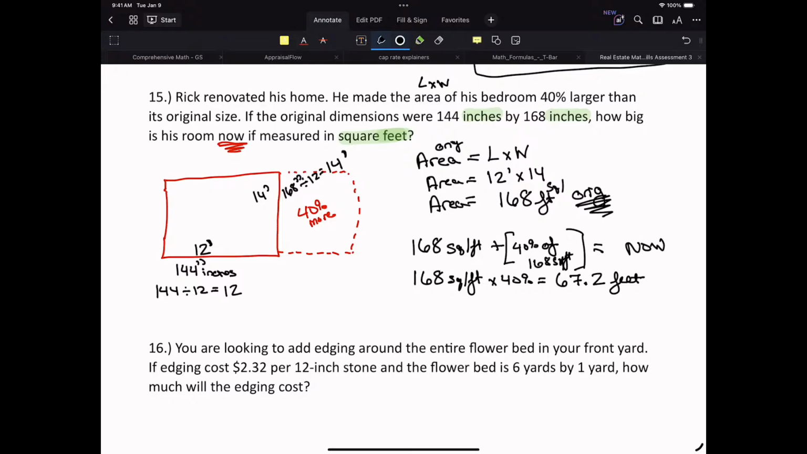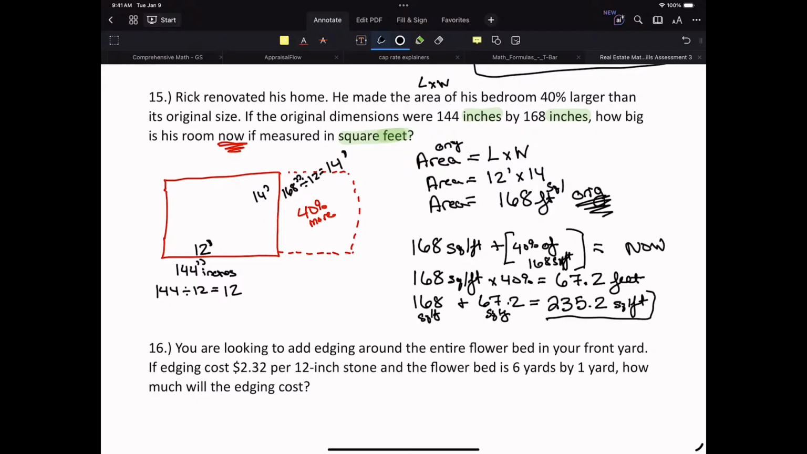67.2 feet. So that means the room is 168 plus 67.2, which means this is square feet. That gives me 235.2 square feet.